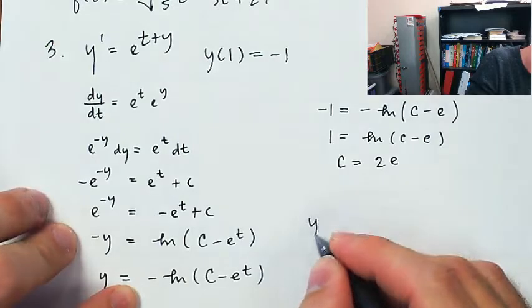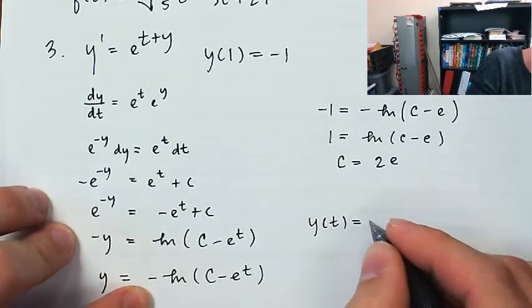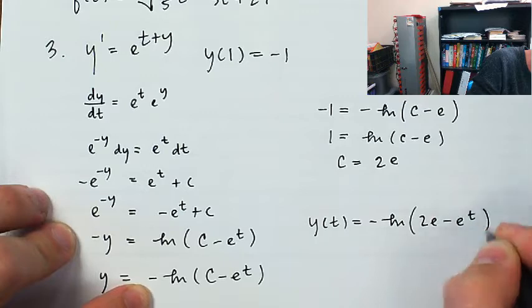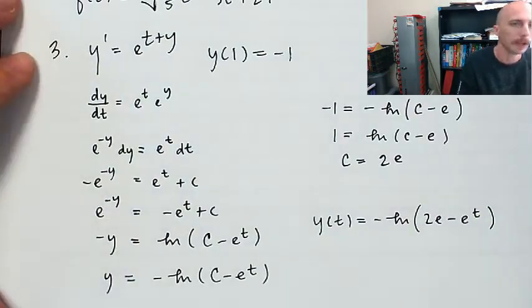And I'm going to say, all right, well, y of t, my particular solution, is going to be the negative log of 2e minus e to the t. And that'll be all for that one.